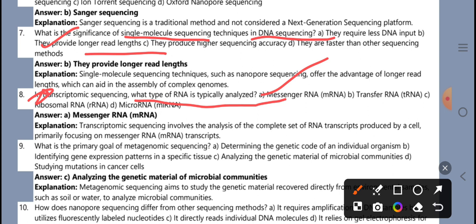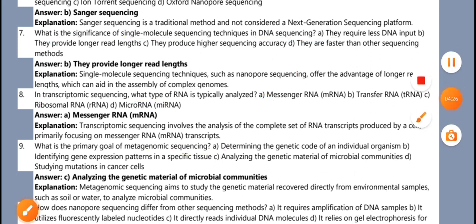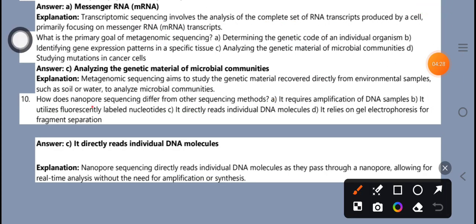What is the primary goal of metagenomic sequencing? What is the primary role? Option number C, that is analyzing the genetic material of microbial communities. It is a repeated question. Question number 10, how does nanopore sequencing differ from other sequencing methods? So option number C, it directly reads individual DNA molecules.